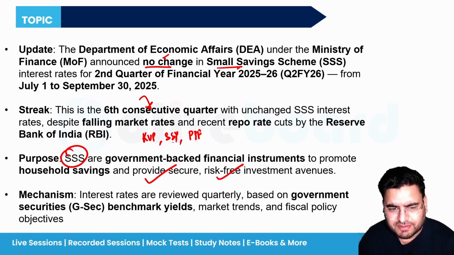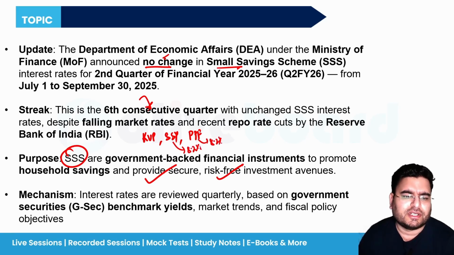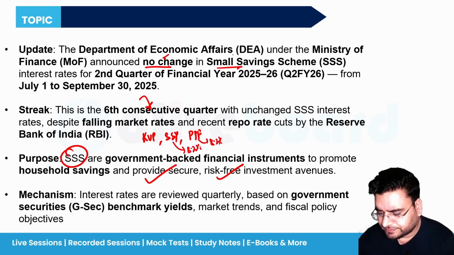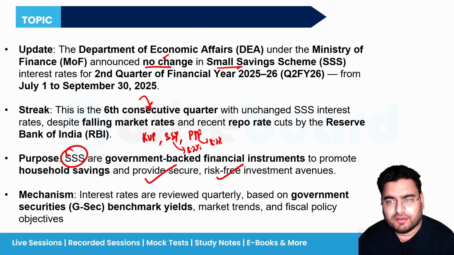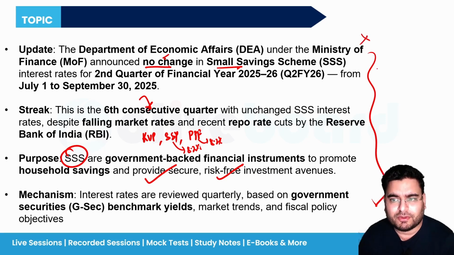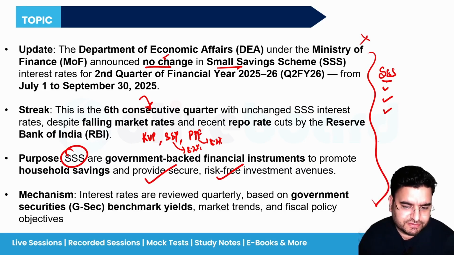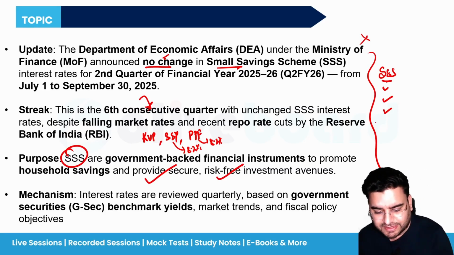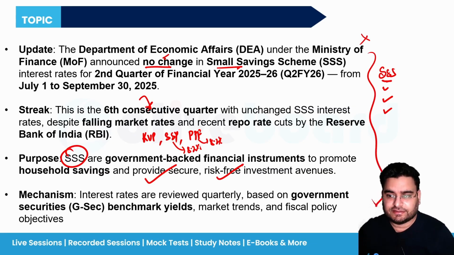I believe Sukanya Samriddhi is somewhere around 8.2%. PPF is almost around 8.2%. So remember this thing. What is important in this news is not that the interest rate is unchanged. That is not the important thing. The important thing is, what are small saving schemes? What is the purpose of small saving schemes? What are the examples of small saving schemes? Okay, that is the main thing here. Current static linkage.